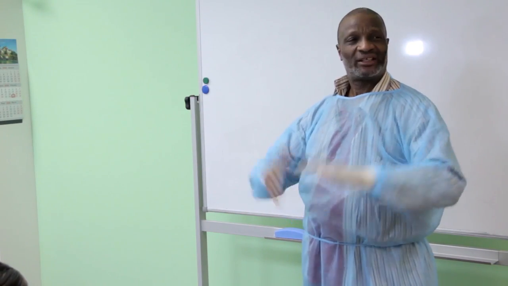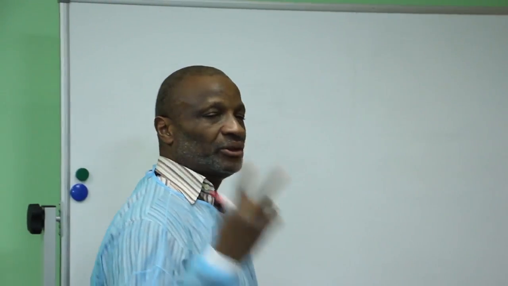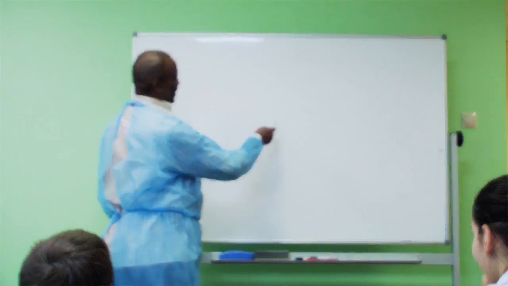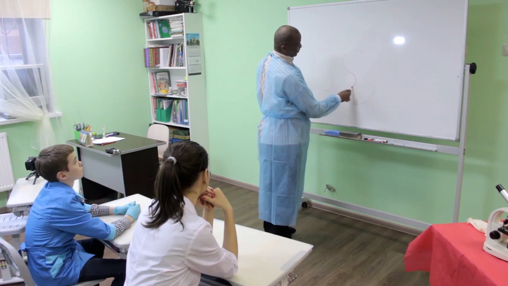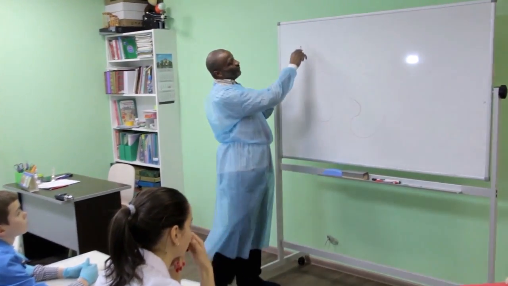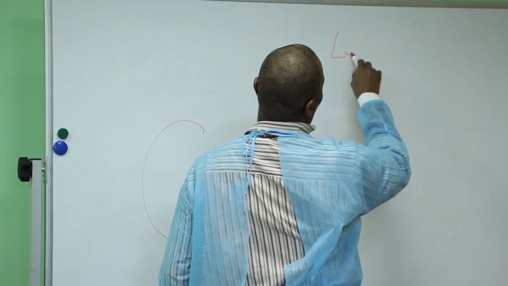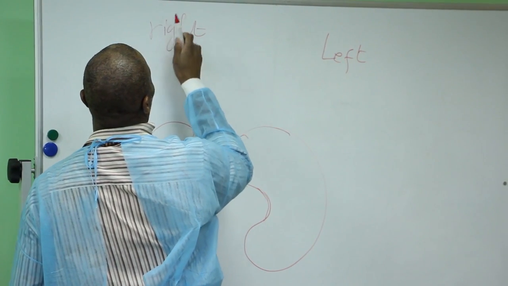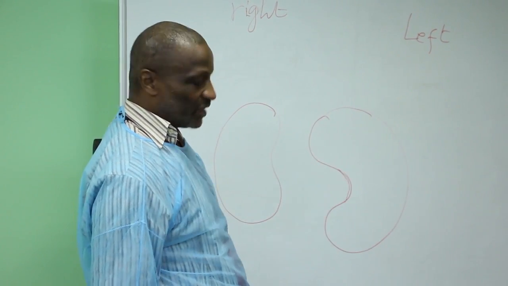It's good that we gathered here. We're going to study a very important organ of the body. In the human body, we have two kidneys. Here, the kidney is something like that, and another one is something like that. If this is the left part of the body and here you have the right part of the body, then this is the right kidney, and this is the left kidney.